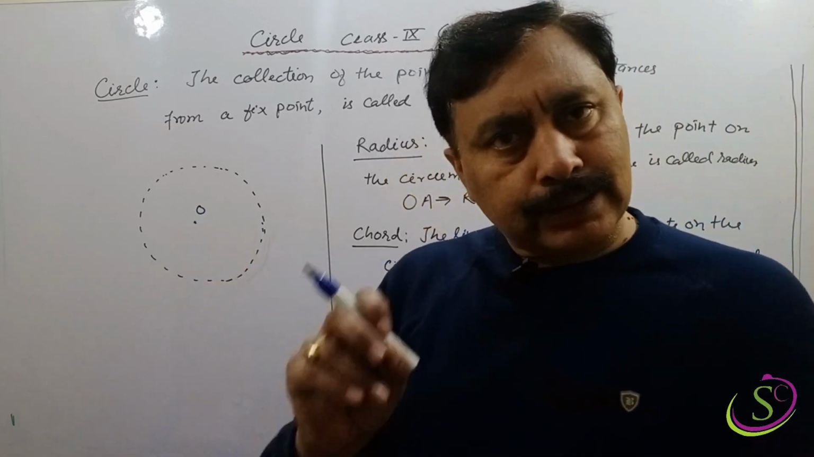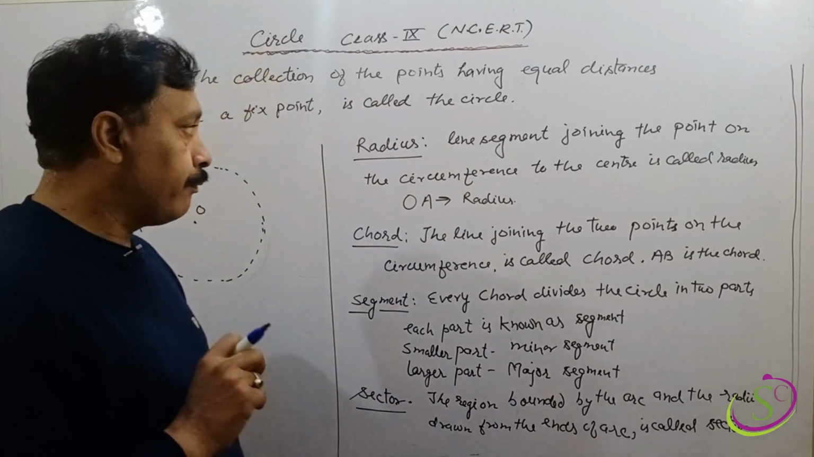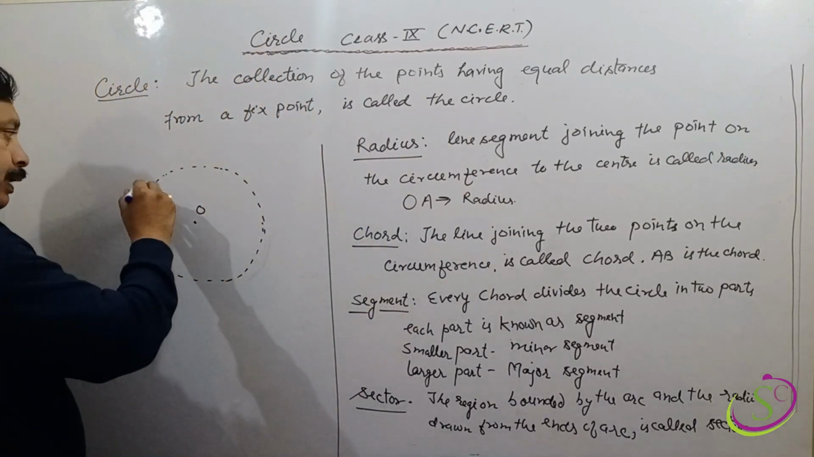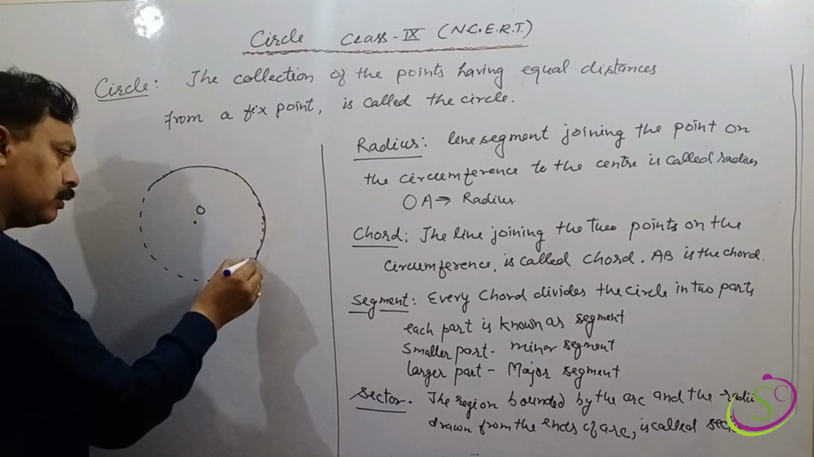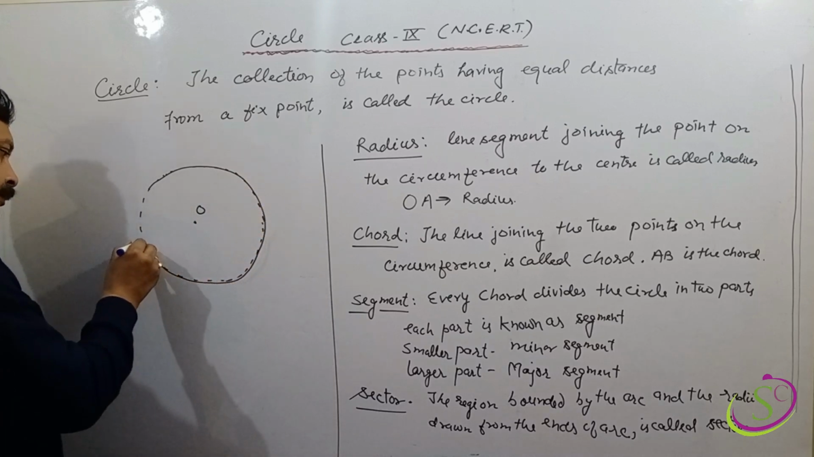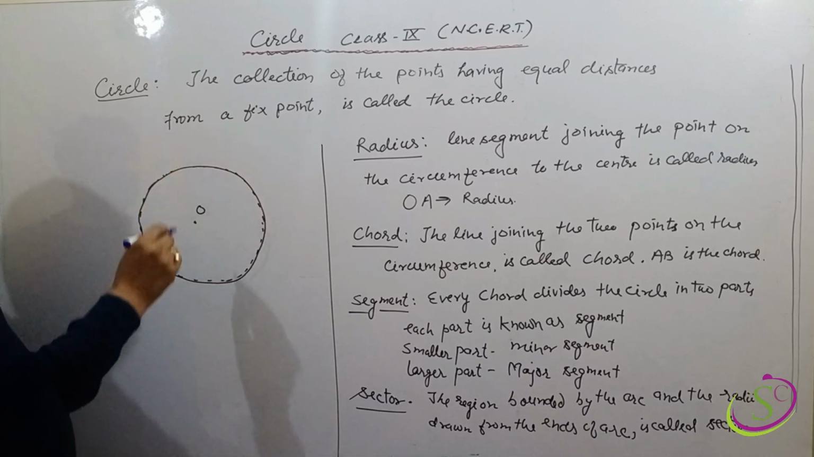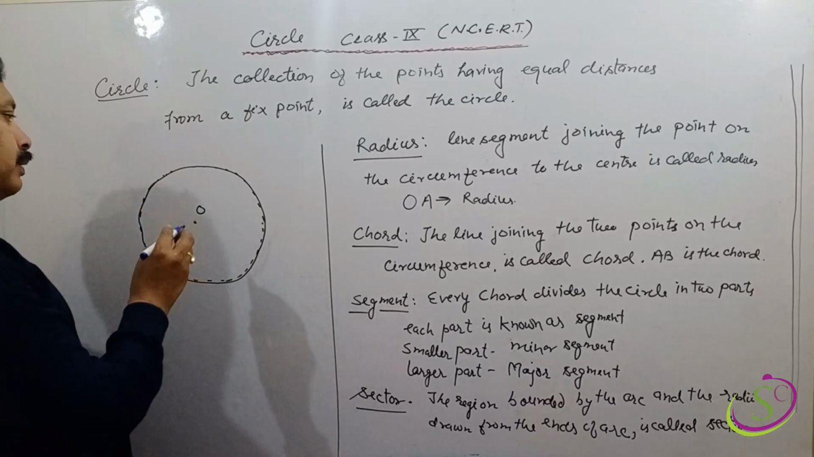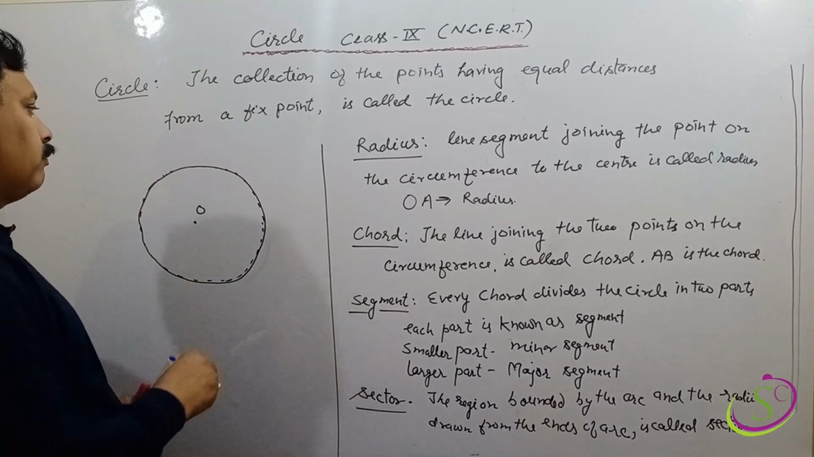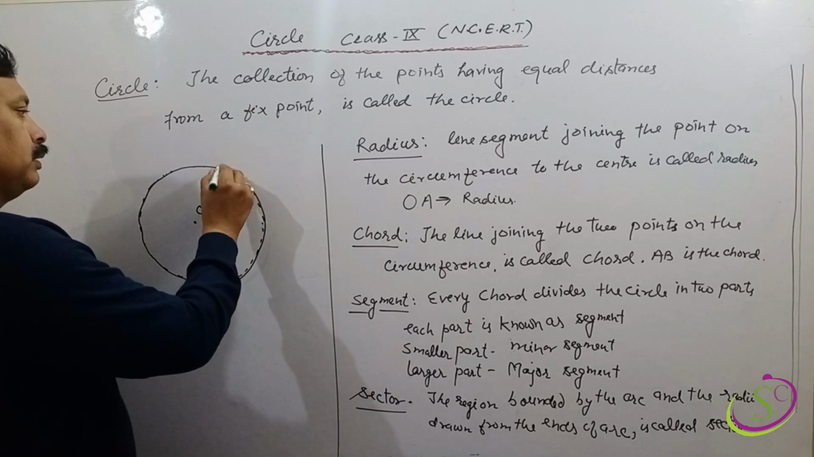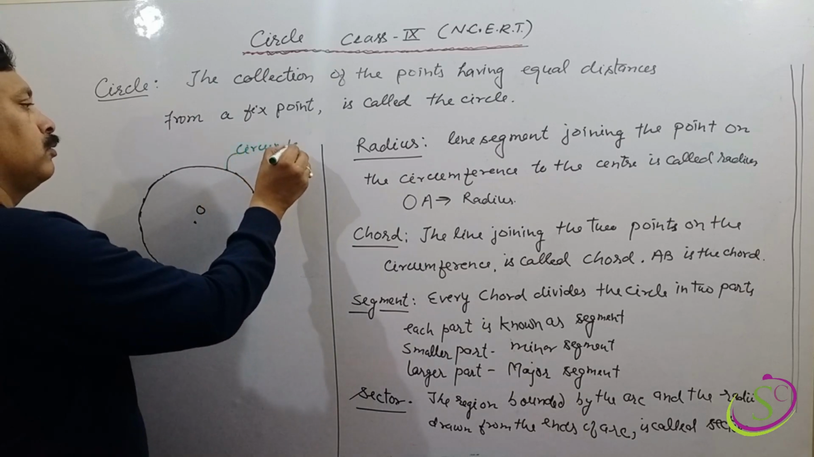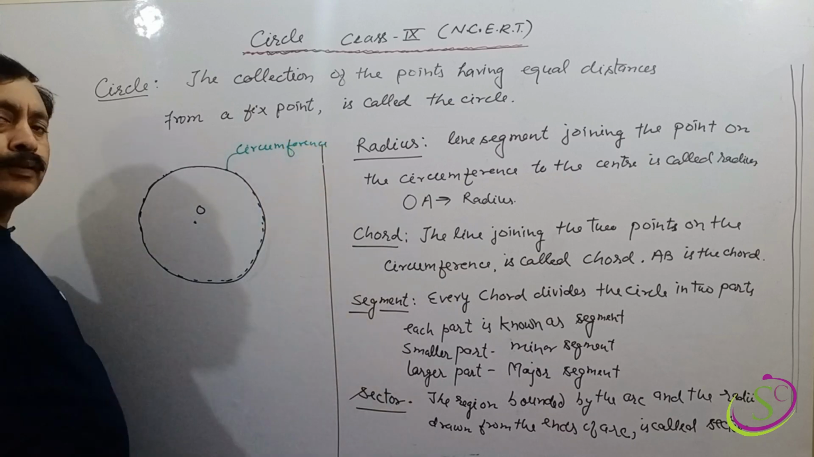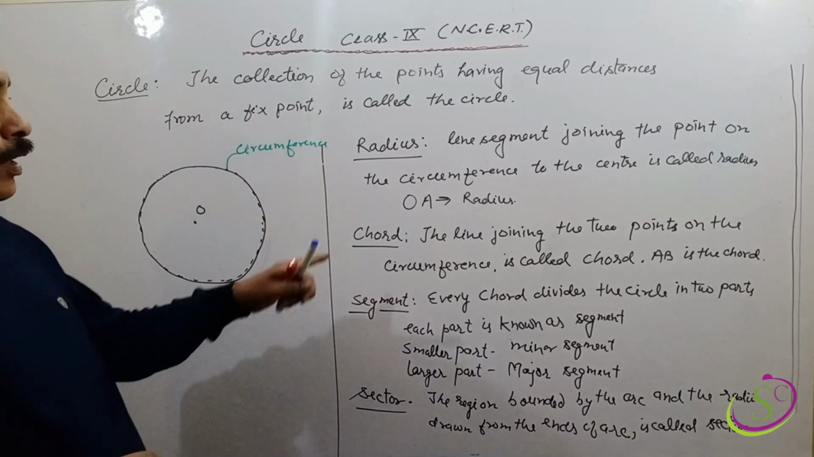is known as center of the circle, and the path joining all of these points like this is known as circumference. क्या बोलते हैं इसको? Circumference. Yes, this is circumference. Clear? And then we are going to radius.